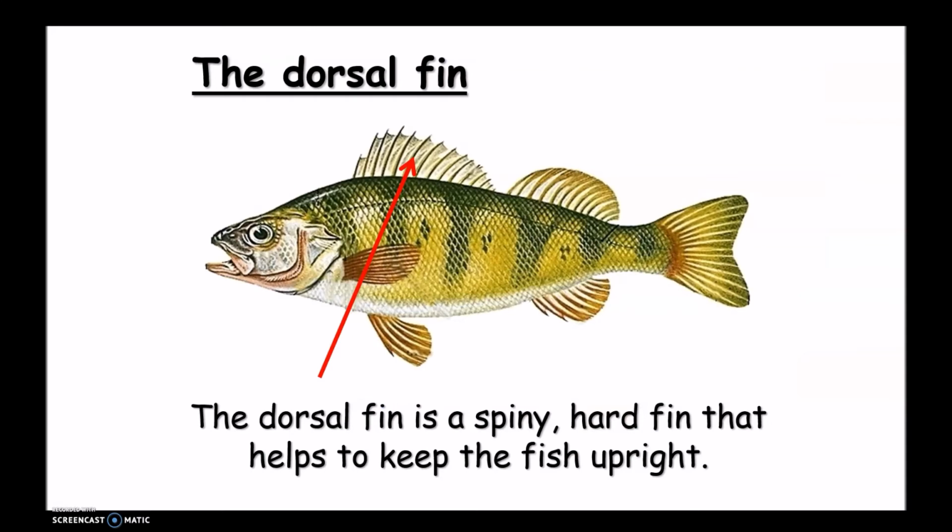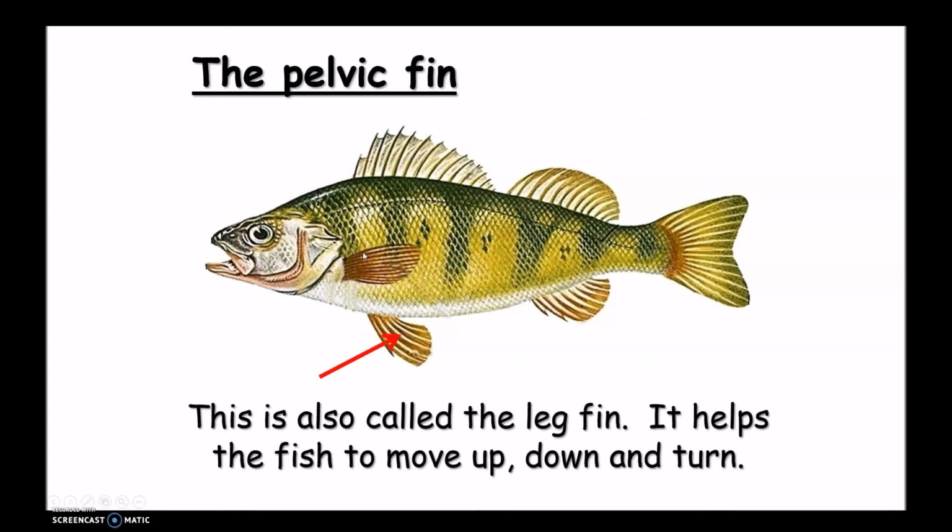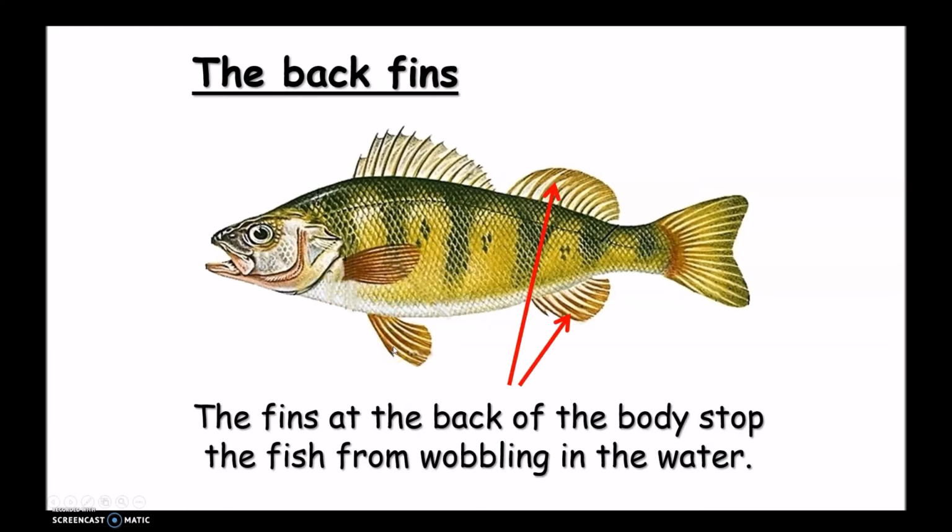So the dorsal fin keeps the fish upright, like I was saying. It can be quite spiny. The soft dorsal fin, as it sounds, is a little bit softer. It's not as spiny as the main dorsal fin. The pectoral fins help to move the fish from side to side, also known as arm fins, but I think we will stay a little bit more scientific and call them pectoral fins. These are the pelvic fins, and they help the fish to move up and down, but they also, as I said, help with balance, and as do the anal fins.